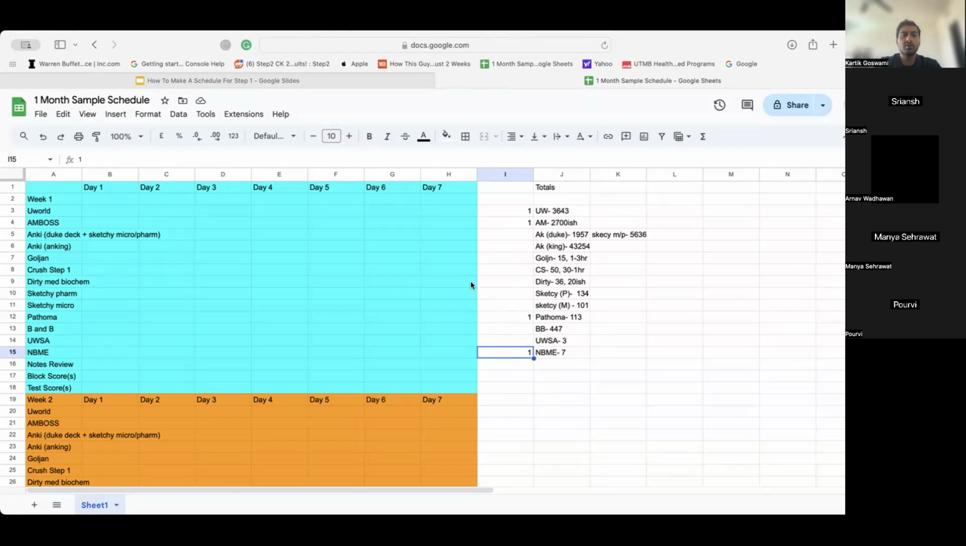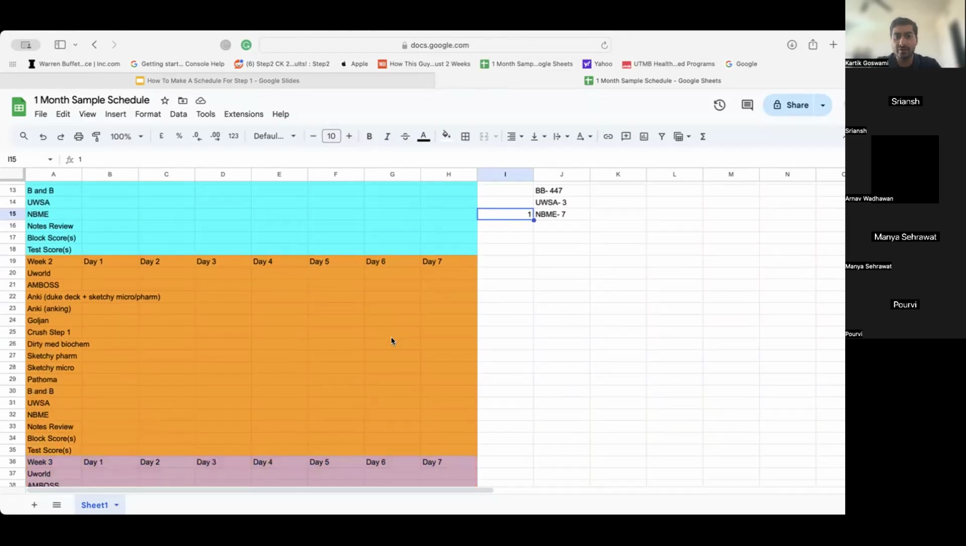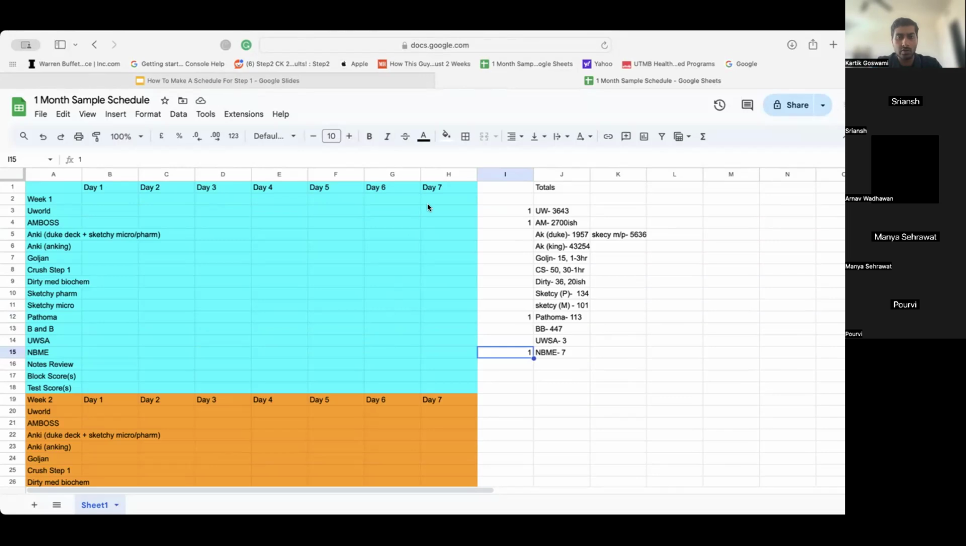This is by no means a full schedule. This is just for 1 month of planning, okay? Let's say you start tomorrow, and the upcoming weekend you're going to be studying. Since you're only going to be doing 2 days a week, we're going to use day 6 and day 7. That's your Saturday and Sunday, okay?